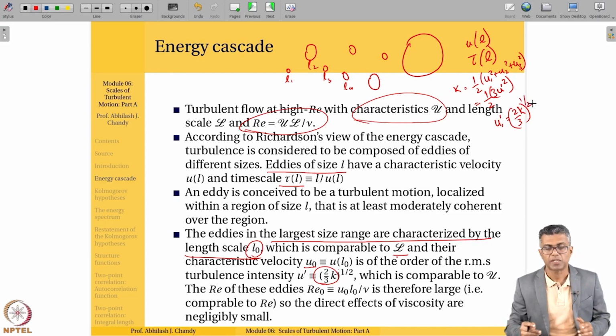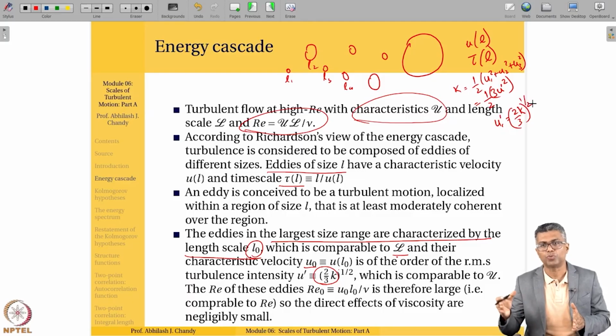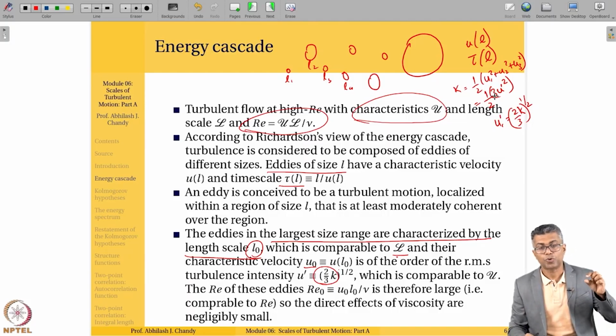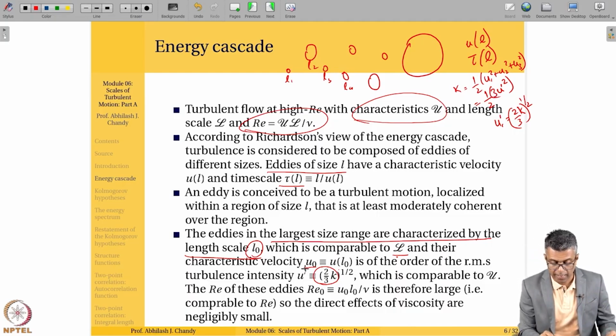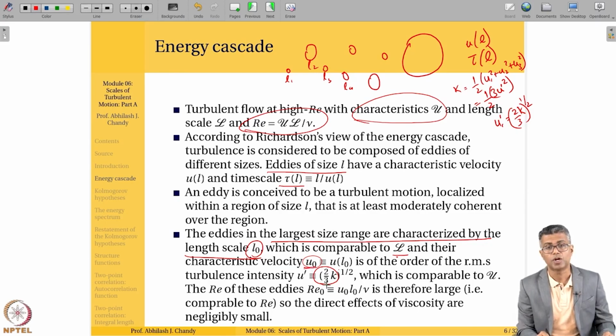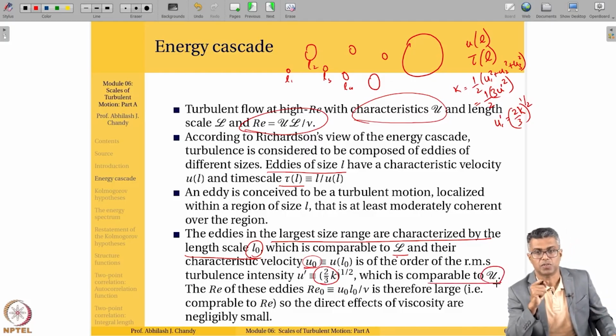So what I did was I just assumed u1, u2, u3 are all the same, and then I can write this as 3u prime squared, isn't it? Order of magnitude. So u prime is (2/3 k) to the half. So your largest characteristic velocity associated with the largest eddy is of the same order of magnitude as the RMS of the turbulence intensity, which is u prime, (2/3 k) to the half. Now again, which is also comparable to the characteristic velocity scale.